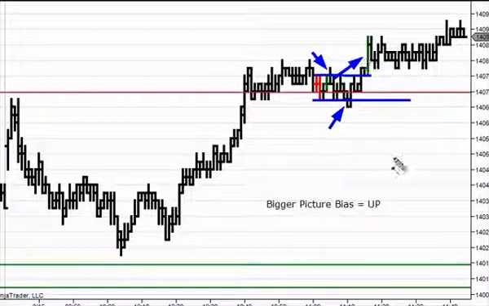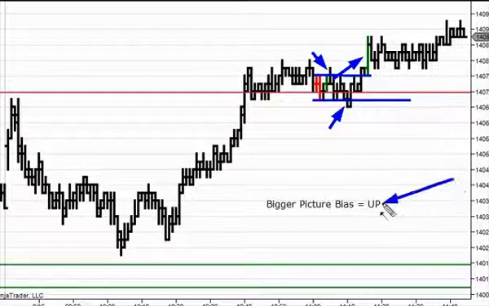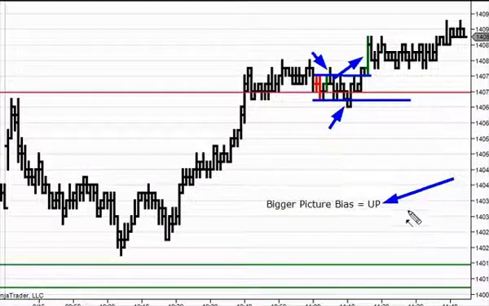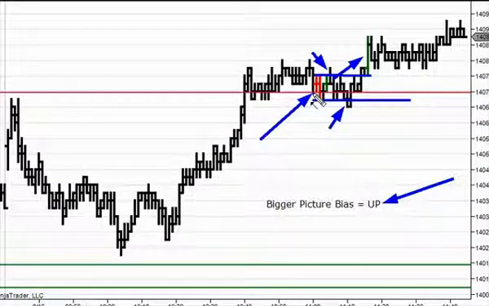It wasn't until we broke out on this bar that it's our first sign. Our expectation, with the bigger picture up, is that we prefer it go up to fit our expectation. But you can see we have this battle right at the resistance area. This is the decision point.